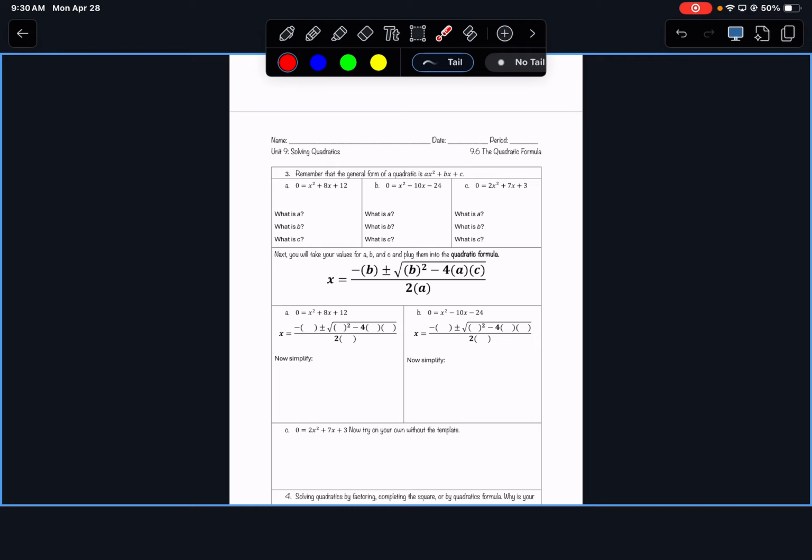It's not going to be on the board. You cannot have a note card with the quadratic formula on it. Can you put it on the board? Nope. Until the test day, yeah, I'll put it up there.